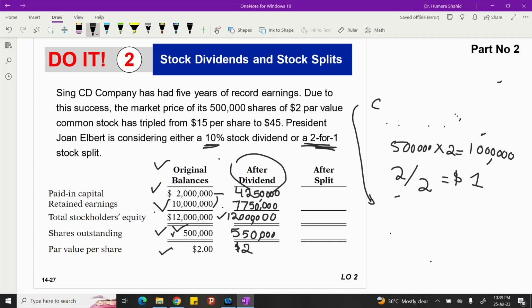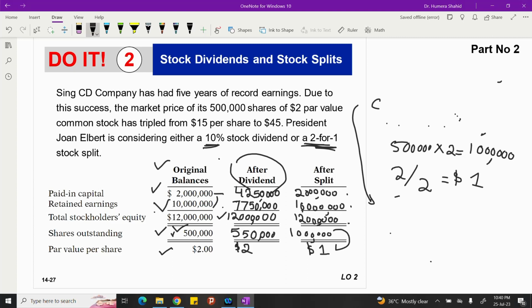So paid-in capital was 2 million. It is still 2 million after this split. It was 10 million. It is still 10 million after the split. So total shareholders' equity was 12 million. It is still 12 million after the split. What is changing? The change is in outstanding shares. They were 500,000, but now they are 1 million. The par value was $2, but now it is $1. The composition changes, but the contents doesn't change. It remains the same. So this is the difference between the stock dividend and stock split.